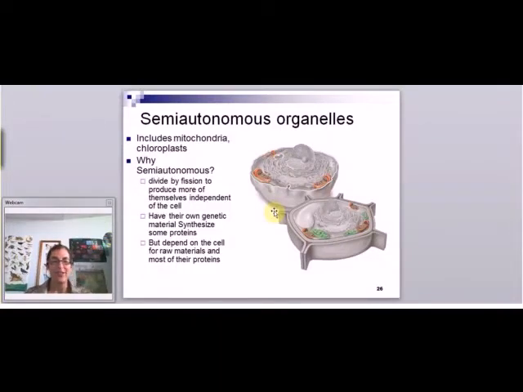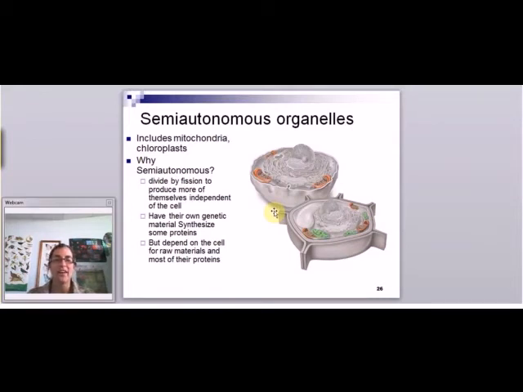So the last group of organelles that we're going to talk about is the semi-autonomous organelles. And these are the mitochondria and the chloroplasts. So there's a lot in this name, semi-autonomous. Autonomy, maybe you know, means self-governing, and semi means just sort of. So semi-autonomous organelles are semi-self-governing.